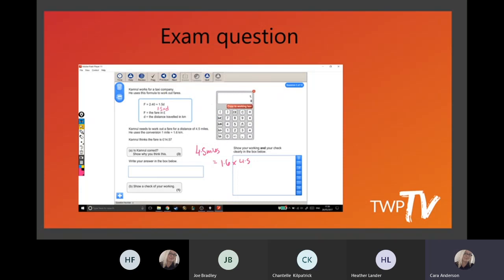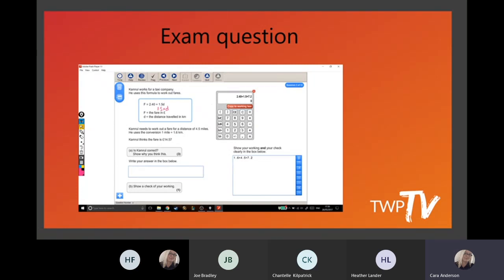So we're doing 1.6 times 4.5, 7.2. I'm going to copy that to my working out box. So reminder, what this is, I've turned 4.5 miles into 7.2 kilometres. Now I have D, the distance travelled in kilometres. Good. So I can start plugging that into the formula to work out the fare in pounds. I need to do £2.40 plus 1.5 times, super important that times, the distance travelled in kilometres, which I just worked out is 7.2.